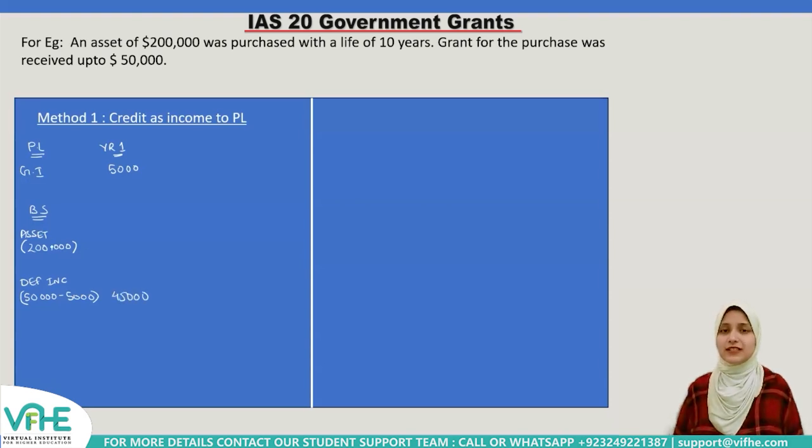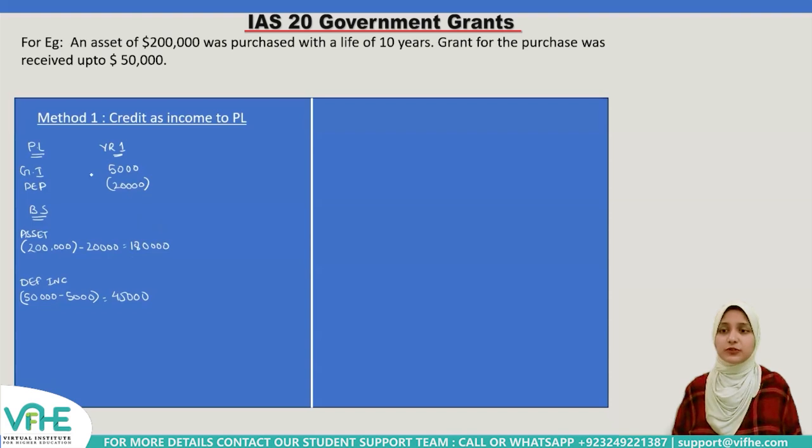Also understand that there will be depreciation regarding this asset. So life is 10 years, so I'll have a depreciation amount of 200,000 by 10 years, which gives me 20,000. So 20,000 worth of depreciation, and this is going to get deducted from the cost of the asset in the balance sheet. So in the balance sheet, in the outer column, what I'll have is 180,000. So this is as per method 1.